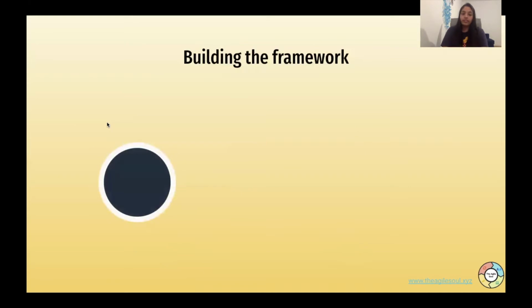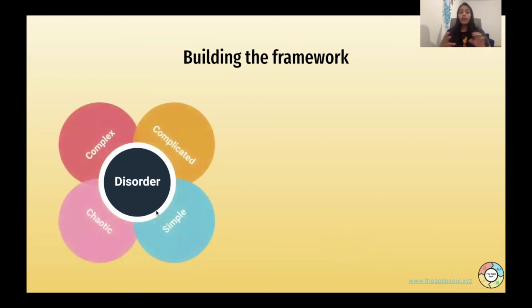Now that we've understood Cynefin, let us look at how to build this framework. Now imagine yourself as this black dot. We're going to call it disorder, which means the place of not knowing which system you belong to. And what we have done is we've divided the systems into four: the simple, complicated, complex, and chaotic. What does each of these systems mean?